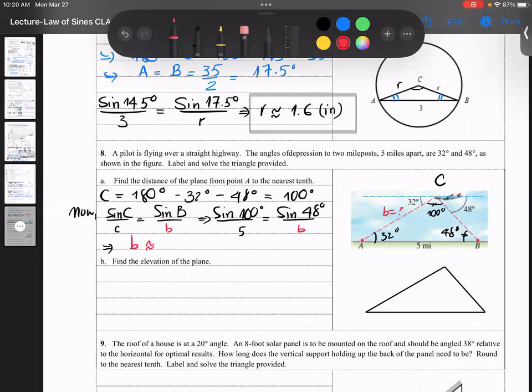Look in your calculator. Make sure you put parentheses correctly. I would take 5 times sine 48 instead of sine 48 times 5. Right? So that way there are fewer mistakes. It's roughly 3.8 miles.